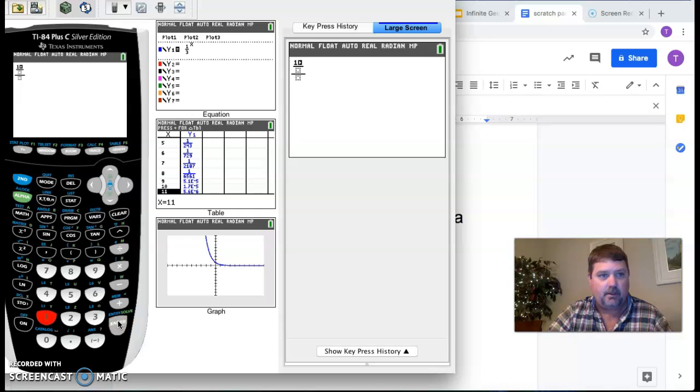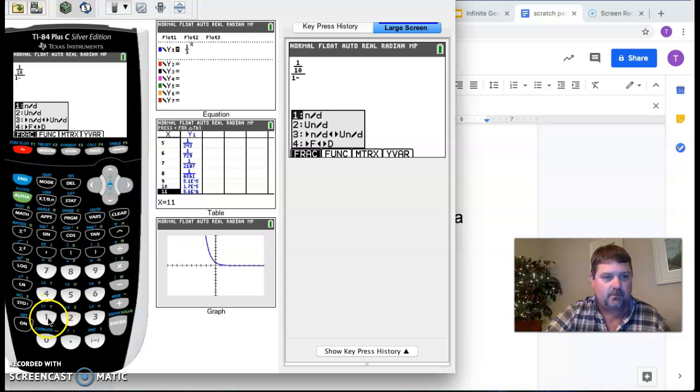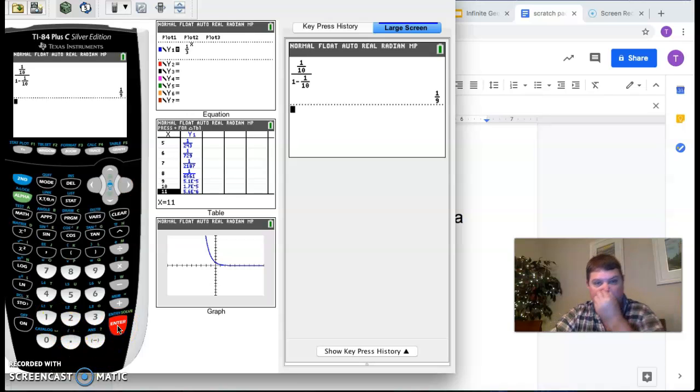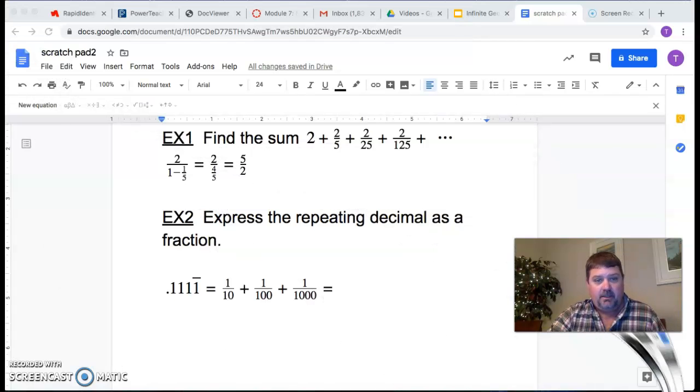So I have a over 1 minus r, and it's 1/9. So there's your infinite sum. Again, do the same thing with your formula. I mean by hand, but I just wanted to show you can use the calculator for this.